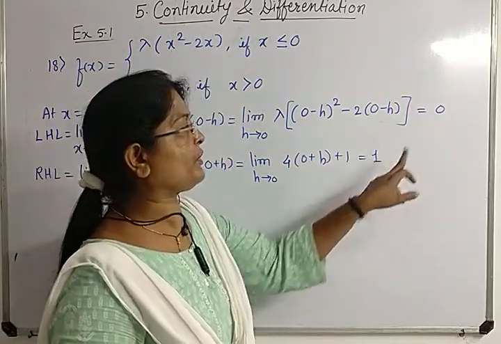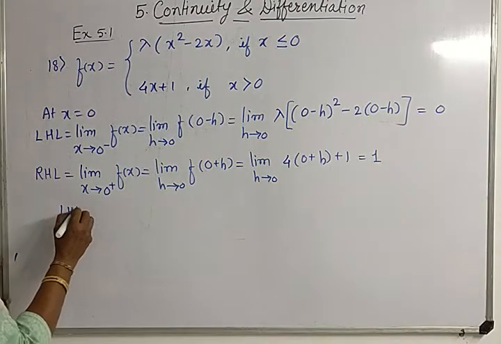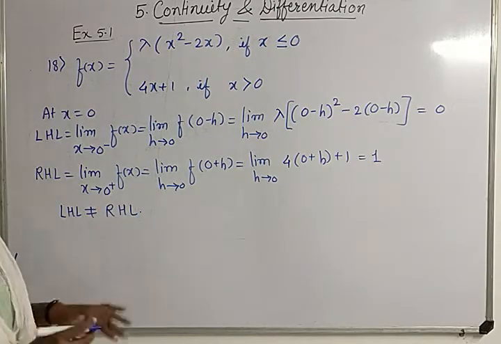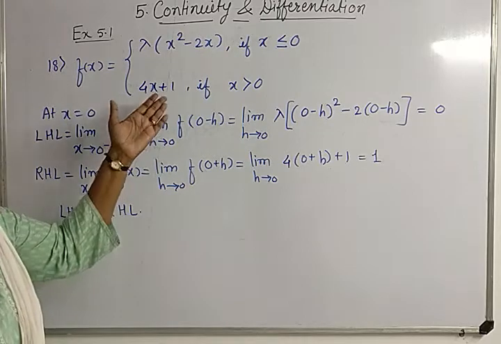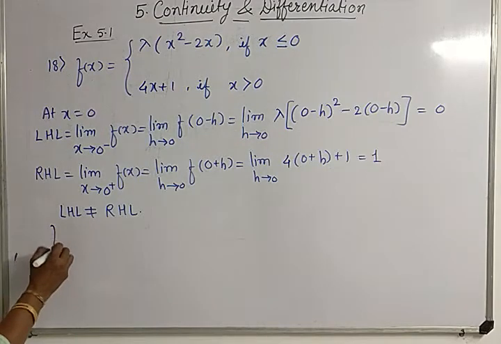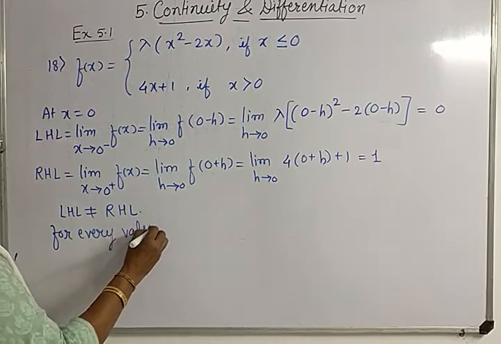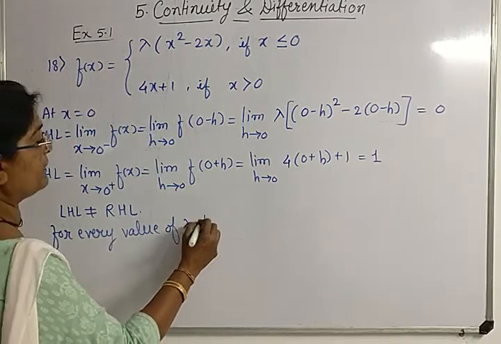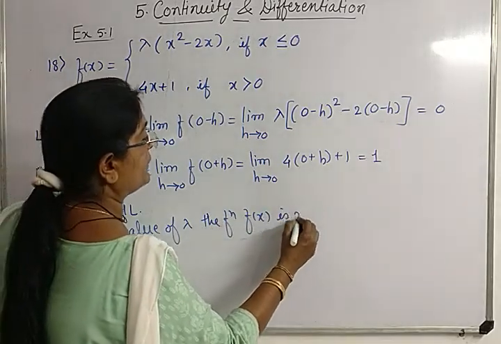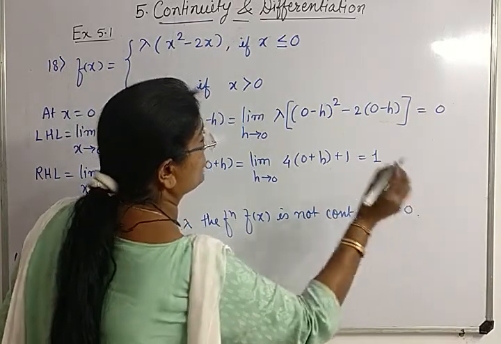Now this is not equal to this, that is, left hand limit is not equal to right hand limit. So for any value of lambda, the function is not continuous at x equal to 0. That is, for every value of lambda, the function f of x is not continuous at x equal to 0.